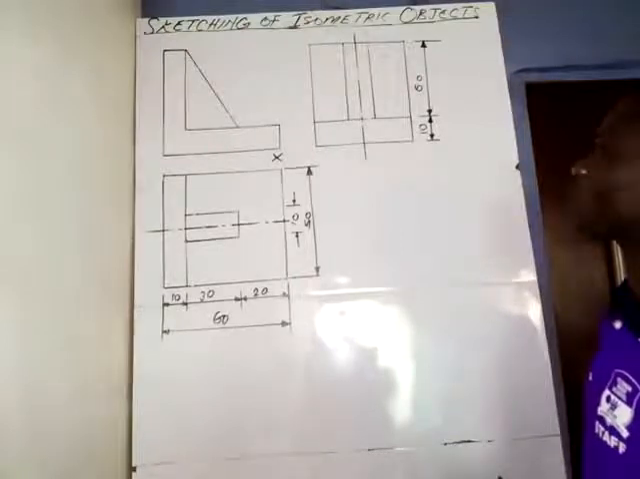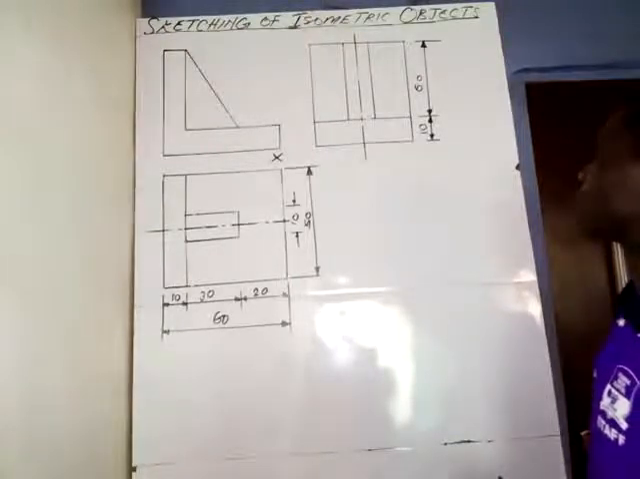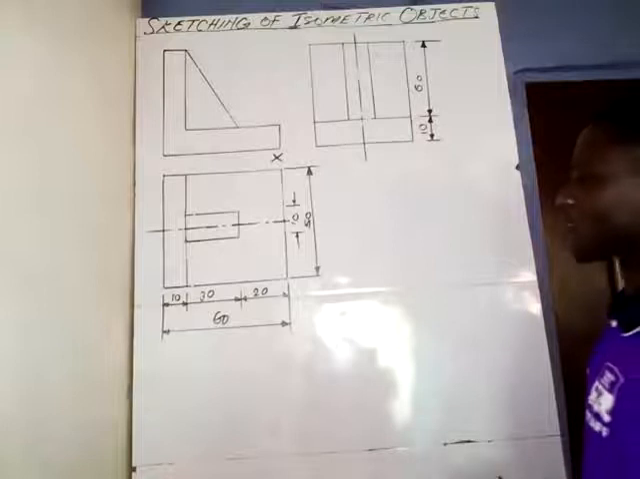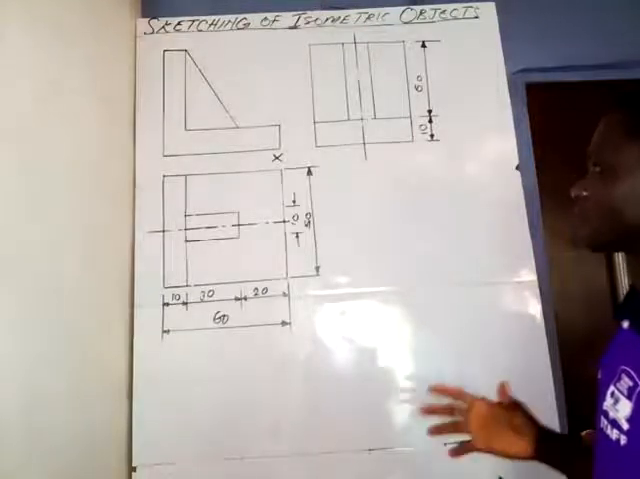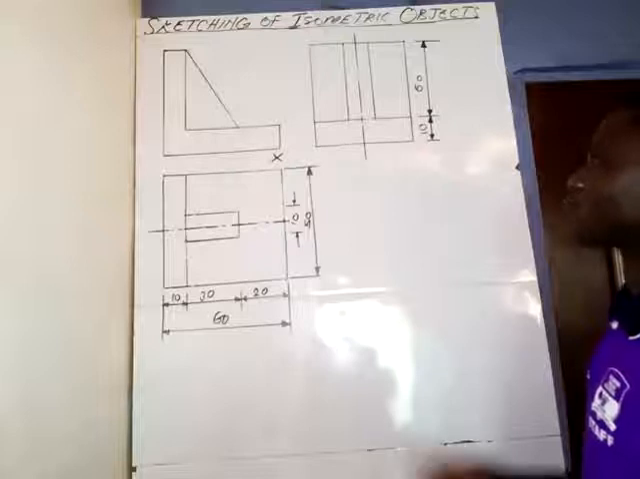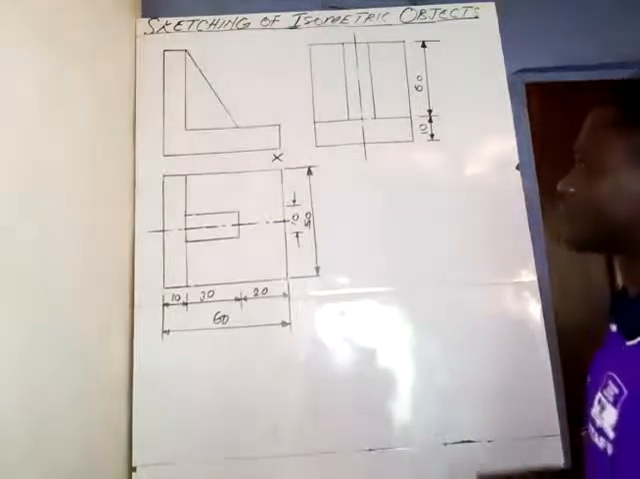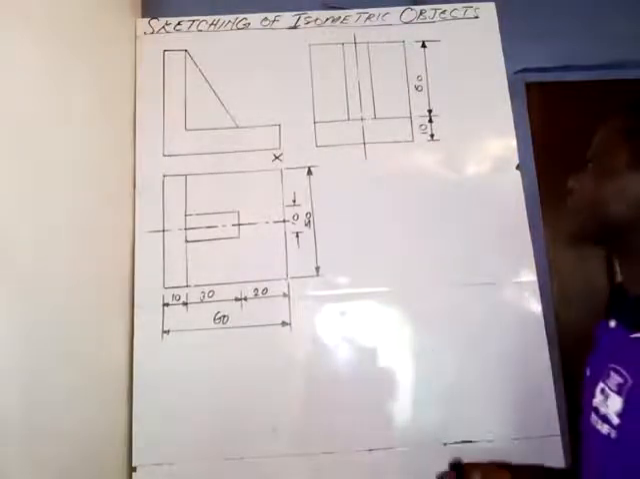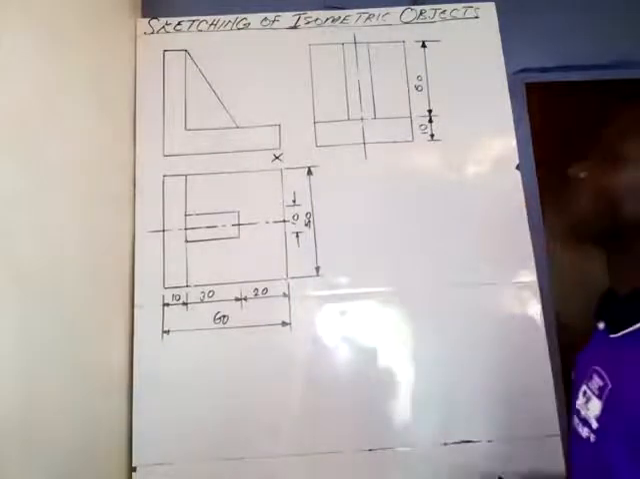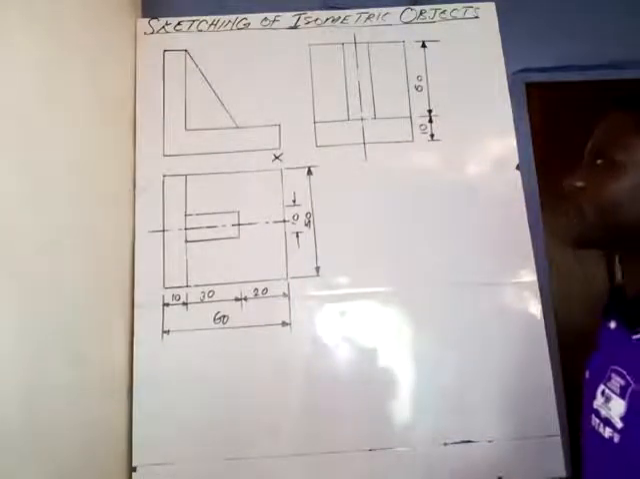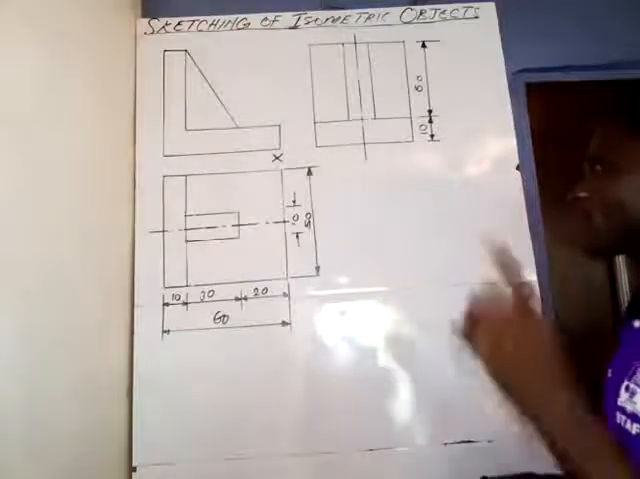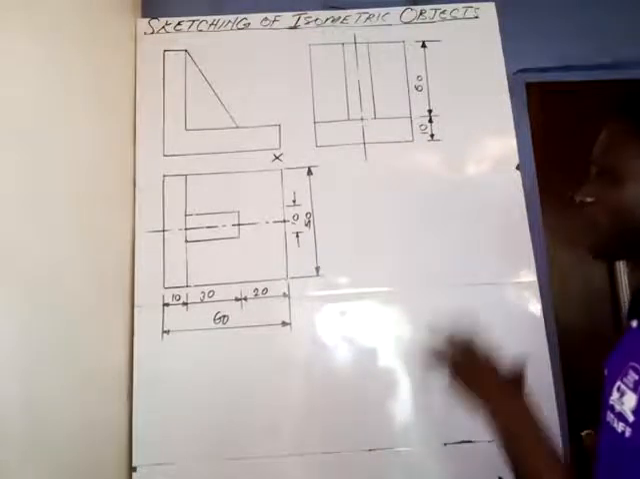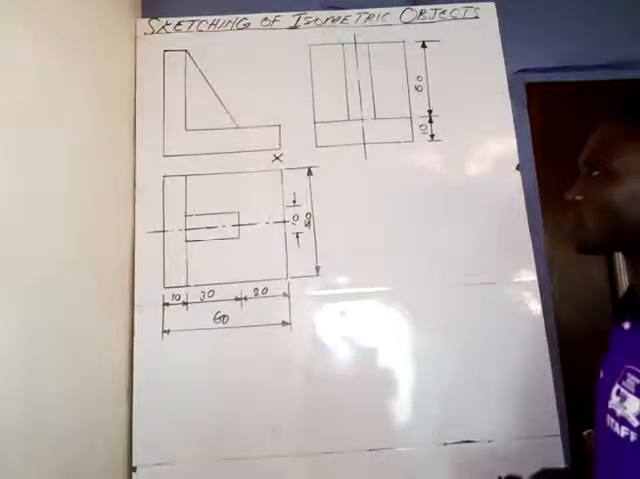We want to work on sketching of isometric objects, and this will be the second question that I will be solving. Looking at what we have here, though nothing is written on the board, I'm going to explain that these orthographic views are given in first angle projection. Remember that in the first one that I did, the views were given in third angle projection, but these ones are given in first angle projection.